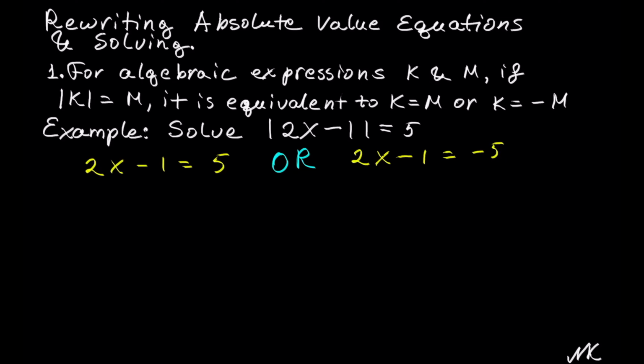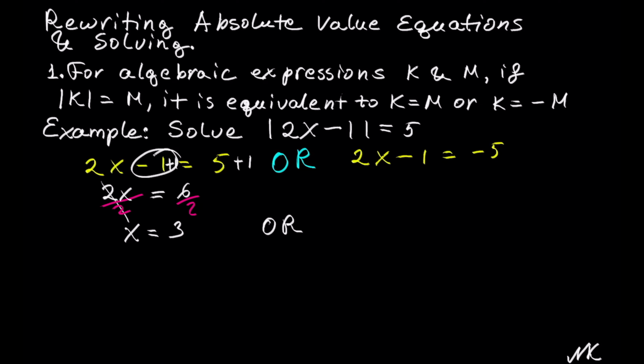So let's solve 2x minus 1 equals 5. Let's add 1 to both sides and we get 2x equals 5 plus 1, which is 6. The inverse of multiplying by 2 is to divide by 2, and we have to do the same thing to both sides. 2 and 2 will cancel and we get x is equal to 6 divided by 2, which is 3.